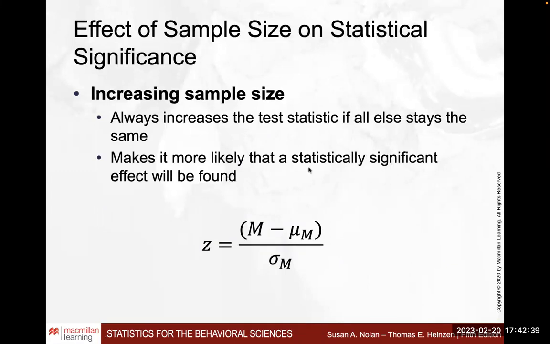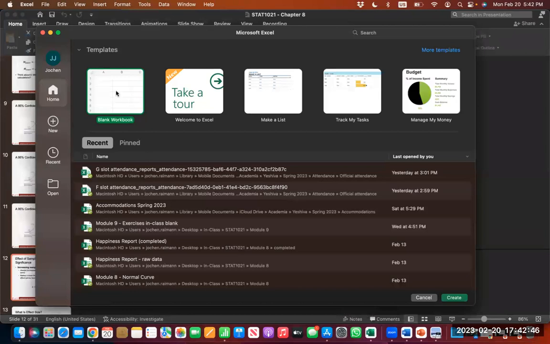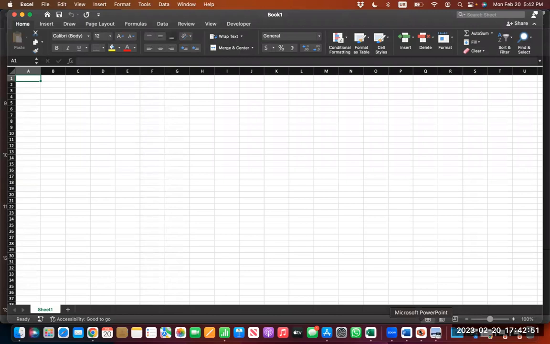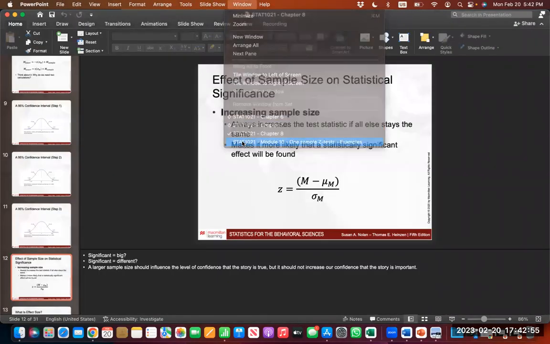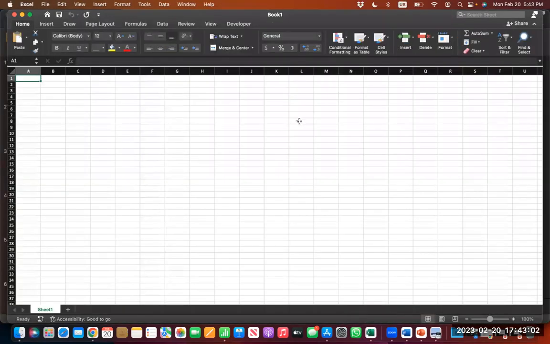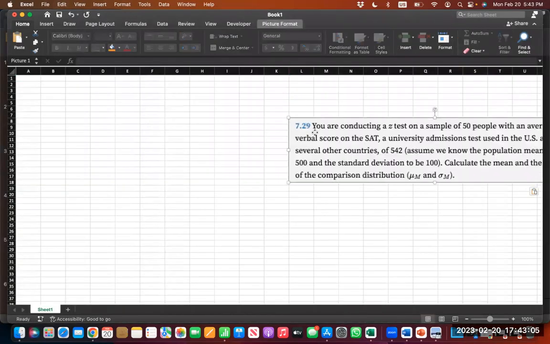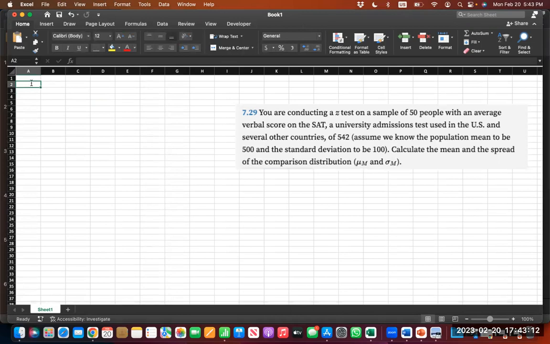I don't want to go much into details now. We will carry on in 30 minutes into effect size. I just want to quickly do a quick calculation. So if we take an example, let's take this example. You're conducting a z test on a sample of 50 people. So my sample N is now 50.